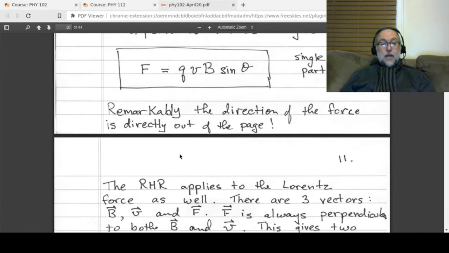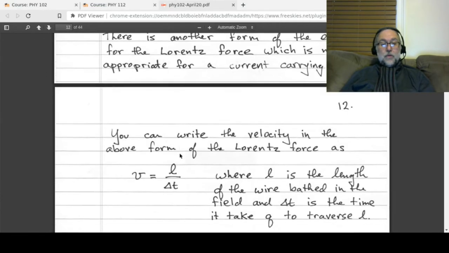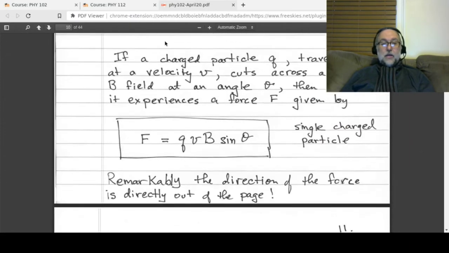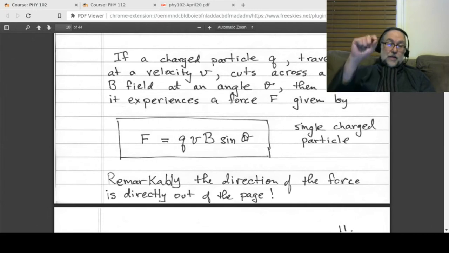Scroll down here. That's what that sine theta is right there, okay? So once again, when the charged particle actually cuts directly across the B field at 90 degrees, that's when you get your maximum F. When it's either along it or in the opposite direction, then you get sine of zero, sine of 180, which is zero, and you're not going to get any force. By the way, we saw this earlier in the course with torques, so this is kind of similar to torques, all right?